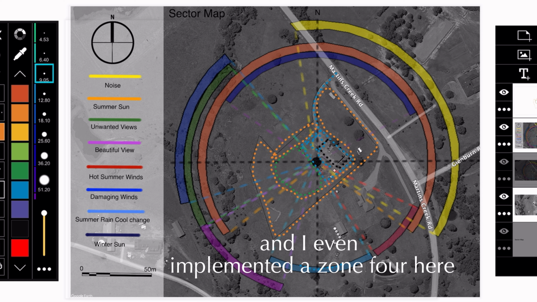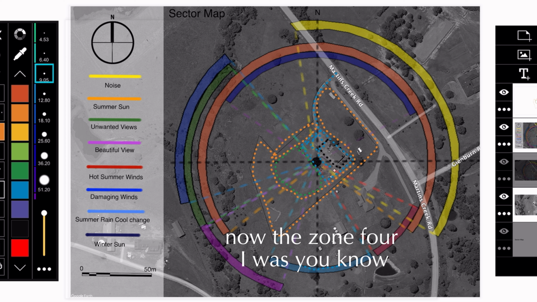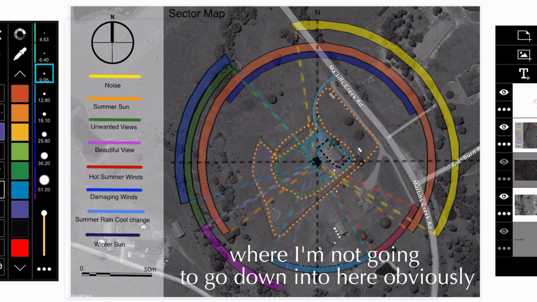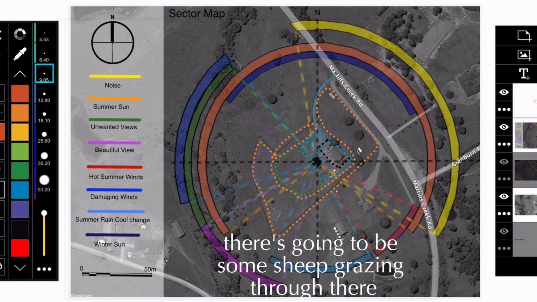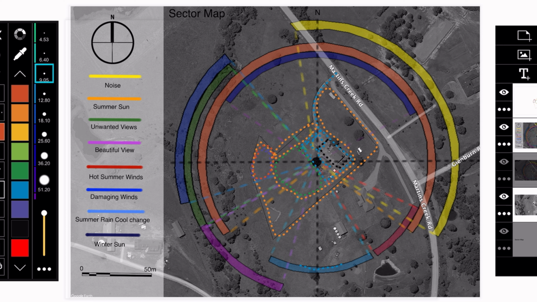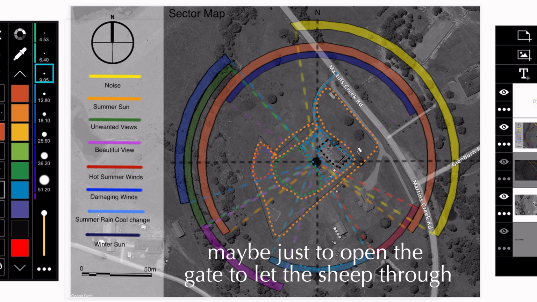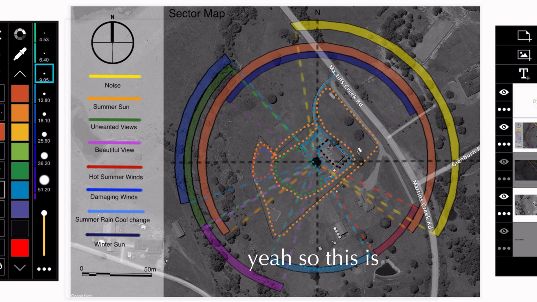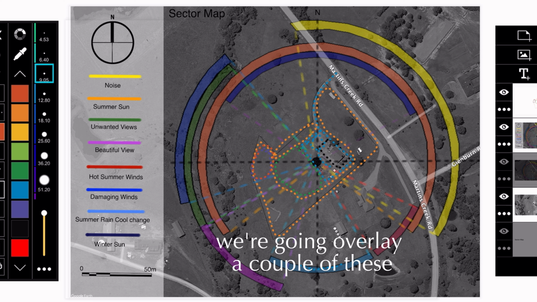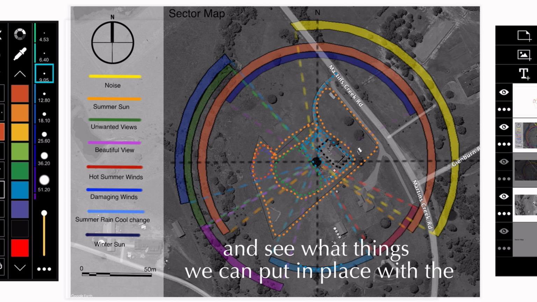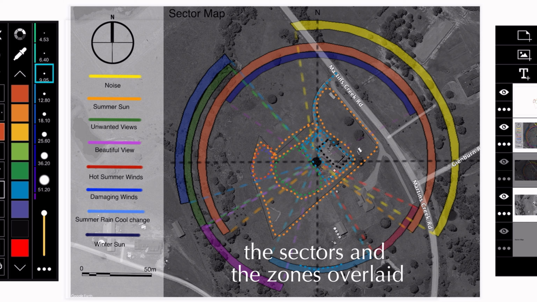And I even implemented a zone 4 here. The zone 4 is a sort of timber section where I'm not going to go down into here. Obviously, there's going to be some sheep grazing through there, but I don't really have to go into these areas. Maybe just to open the gate to let the sheep through. So this is my zone map. So what we'll do now, we'll go and overlay a couple of these and see what things we can put in place with the sectors and the zones overlaid.